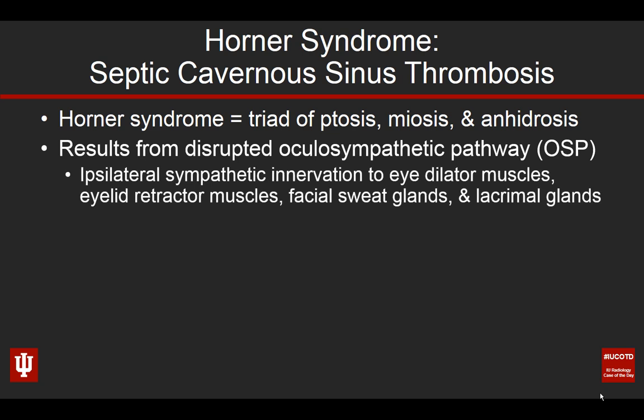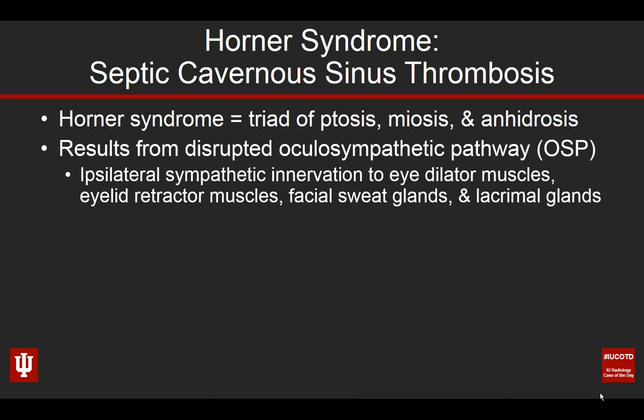And so that provides ipsilateral sympathetic innervation to the eye dilator muscles, hence why you get miosis if those get taken out. You get sympathetic innervation of your eyelid retractor muscles, so if those get knocked out, that's why you get the droop or the ptosis.